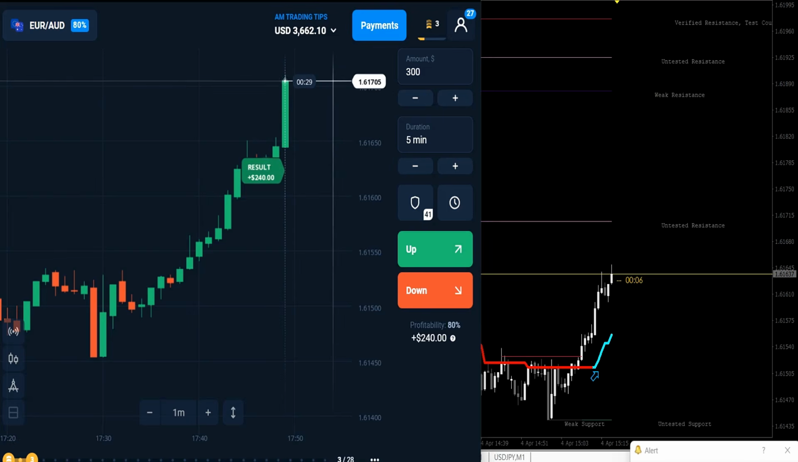And there is the finish line. The candle closed high, completely smashing through the upper levels.